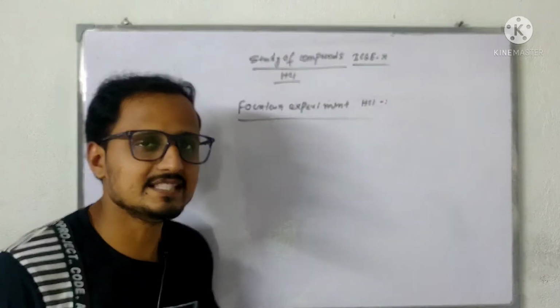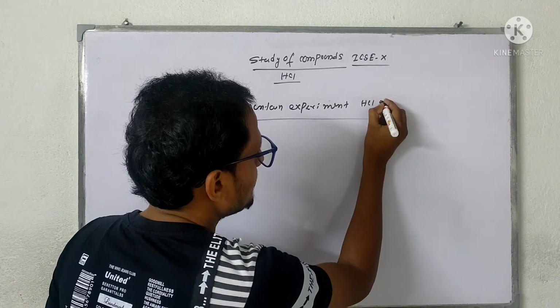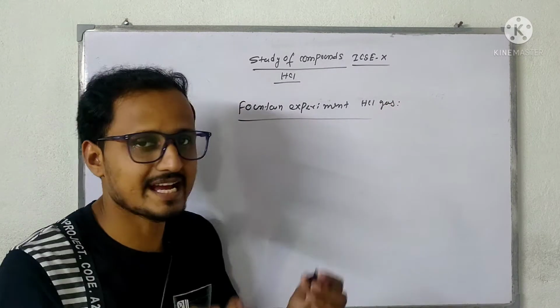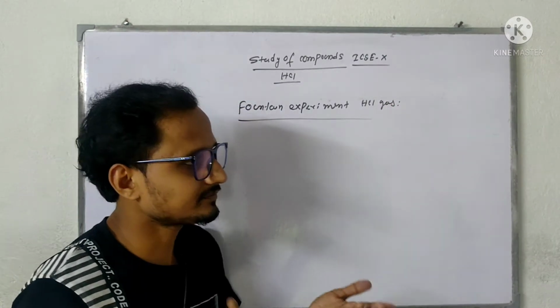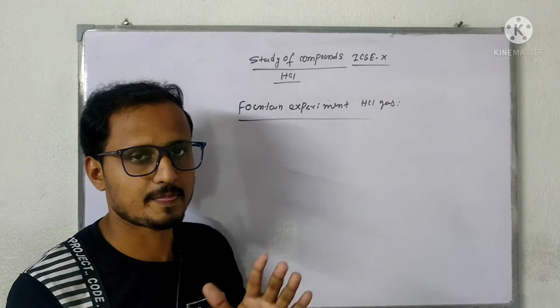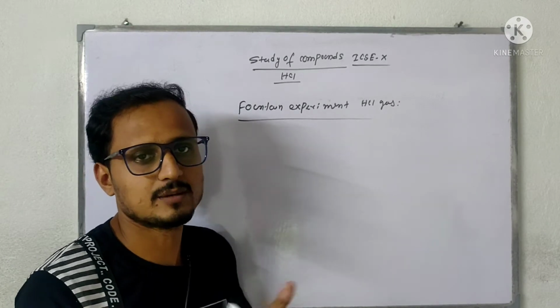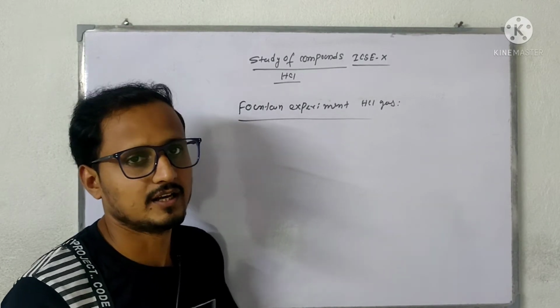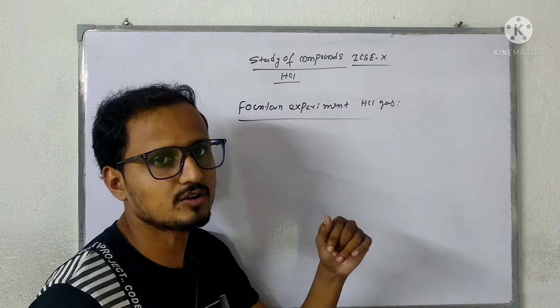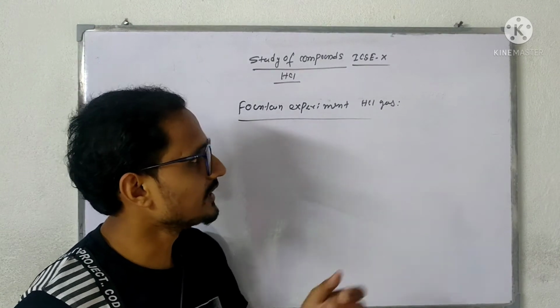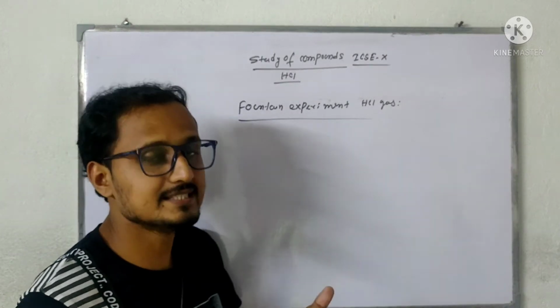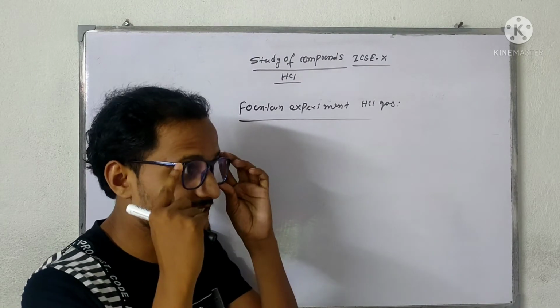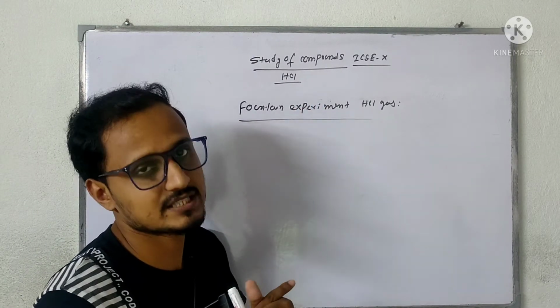What you have to do: the HCl gas we have prepared by the laboratory method, by reacting sodium chloride with sulfuric acid. We got sodium bisulfate, and with that we got HCl. So that HCl can be taken for the fountain experiment.